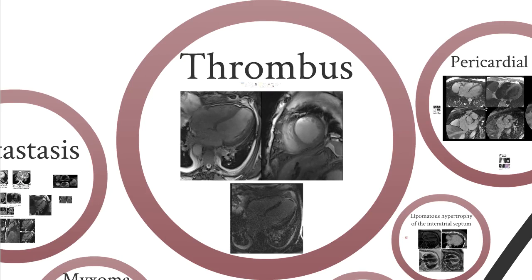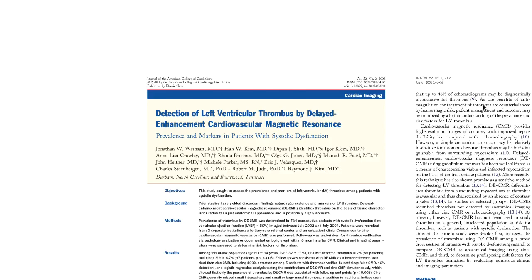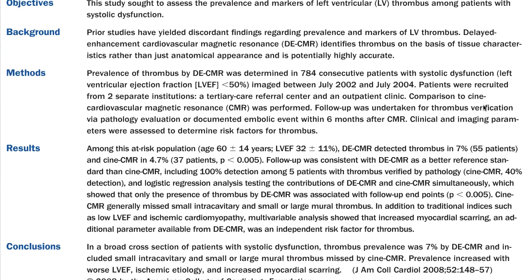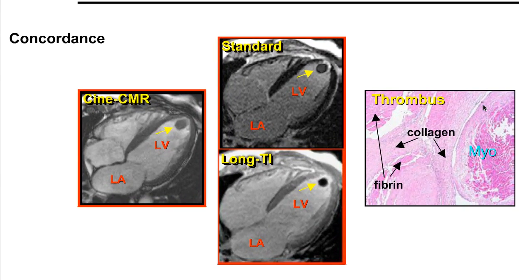Okay, so first we'll start with thrombus. So this was a nice paper by the group at Duke where they looked at detection of left ventricular thrombus by delayed enhancement. So here what they did is they looked at 784 patients with systolic dysfunction and looked at the prevalence of thrombus in those patients. They compared the cine images to the detection by delayed enhancement images. And delayed enhancement showed 7%, cine showed only 4.7%, and you don't want to miss any patient with a thrombus in the LV because they're a stroke risk.